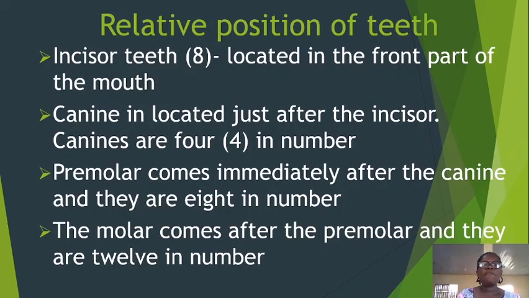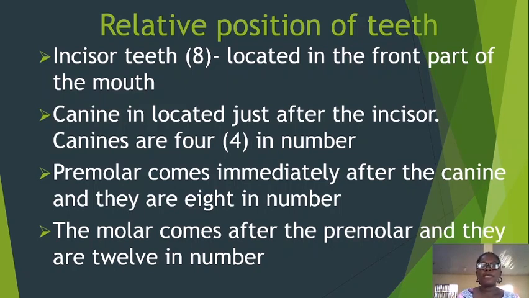Now, what are the relative positions of these teeth in our mouth? That's what I want to talk about now. The incisor is 8 in number. That means the upper jaw has 4 and the lower jaw has 4, which is located in the front part of the mouth. If you divide your face into two, the middle of your mouth, where you have your gap tooth, that's where the incisor is located. And we have 4 up and 4 down to make it 8 in number.